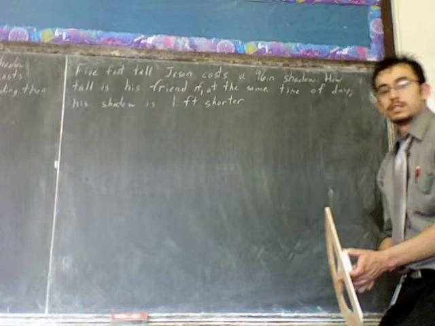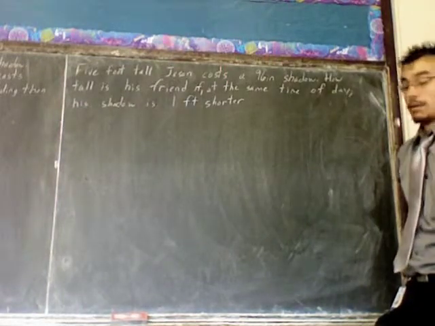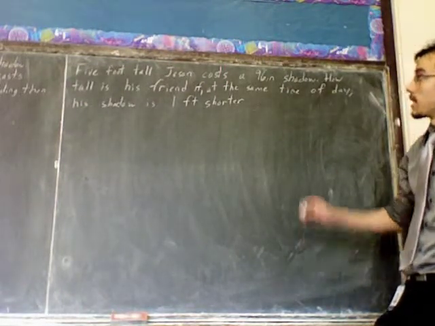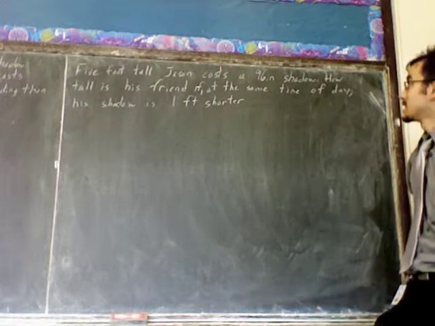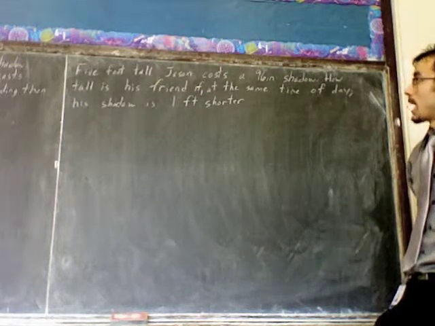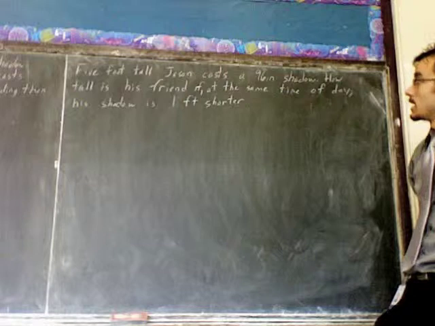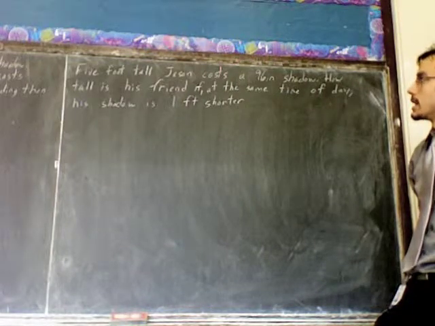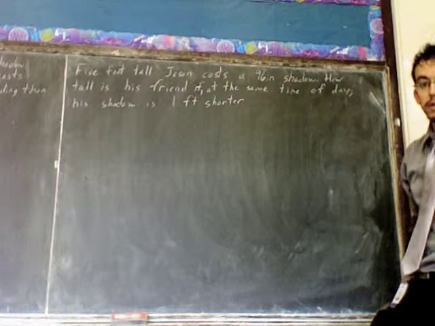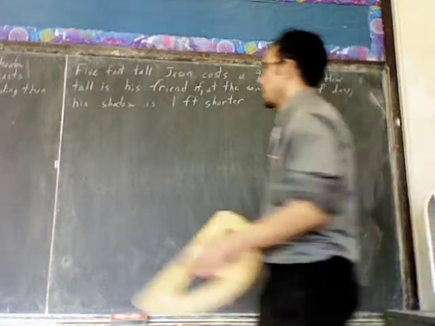It's another similar triangle problem. We're dealing with more shadows and indirect measurement. We've got 5 foot tall Jason cast a 96-inch shadow. And they want to know how tall is his friend if at the same time of day his shadow is 1 foot shorter. So we're going to draw pretty much the same diagram, same layout.